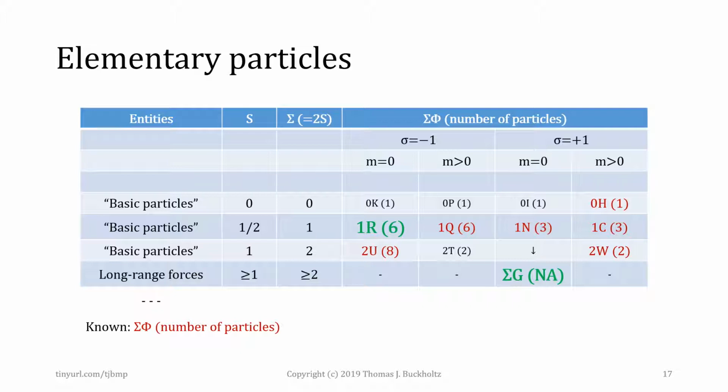We discuss the basic particles for which little sigma equals +1 and the mass is 0. The 0I, or so-called I particle, is a suggested zero mass relative of the Higgs boson. The three 1N particles are the three neutrinos.